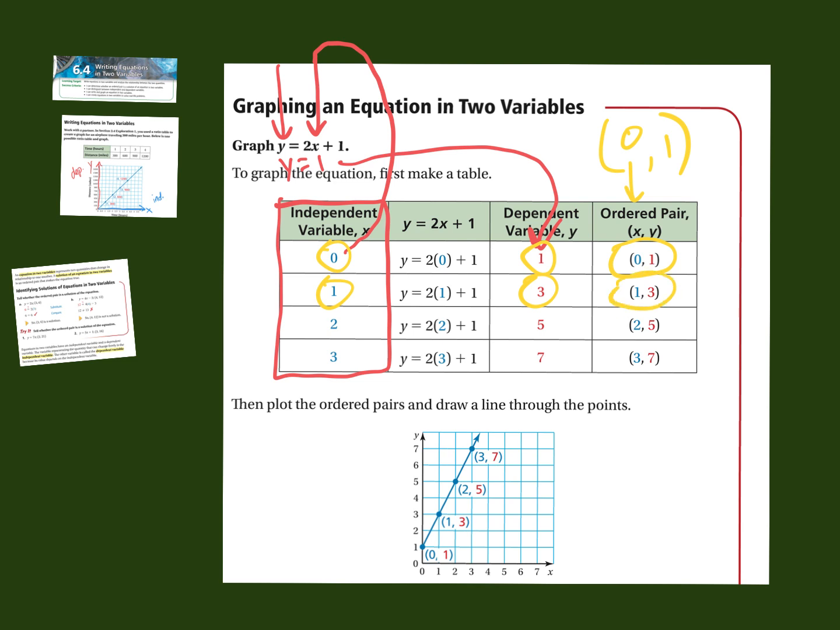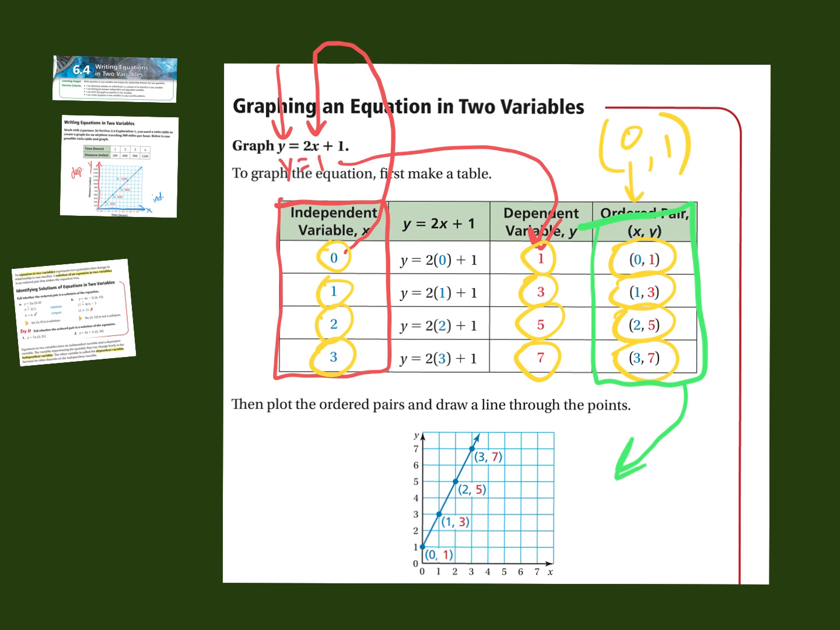So here it's (1, 3). I insert 2, I get 5. (2, 5) is my ordered pair. Insert 3, solve for y and get 7, so my ordered pair is (3, 7). Now all of these ordered pairs are what I use to make a graph and make a line on a graph.